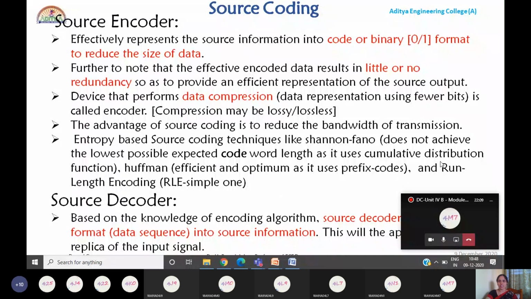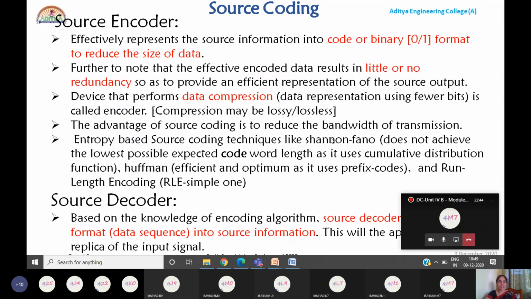Run length encoding is a representation of continuous, same type of bits repeated. For example, if 0 or 1 is continuously repeated, then the data bit will be represented along with how many times it is repeated, instead of representing a particular bit multiple number of times. That repetition value will be mentioned.